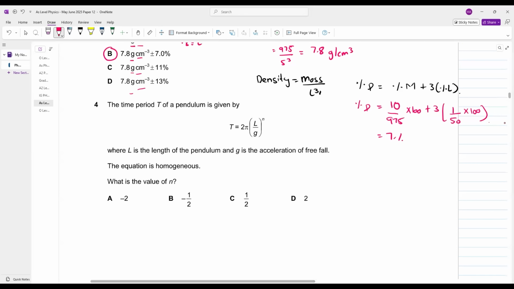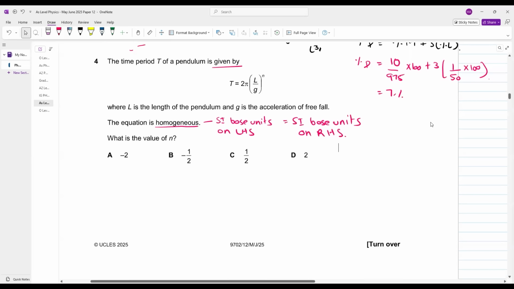बढ़ते, let's move ahead. The time period of a pendulum is given by this, where L is the length of the pendulum, G is the acceleration of free fall. The equation is homogeneous. Homogeneous का मतलब क्या है? The SI base units on left hand side is equals to the SI base units on the right hand side. ये होता है homogeneous का मतलब.